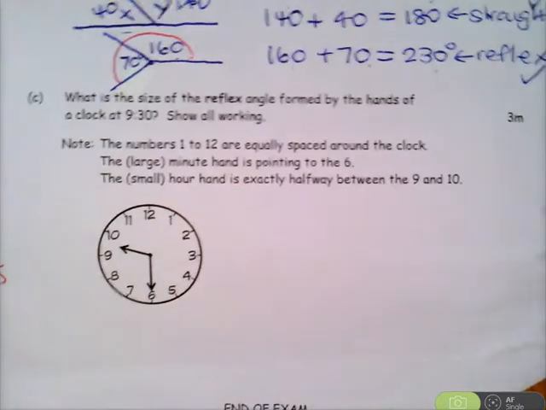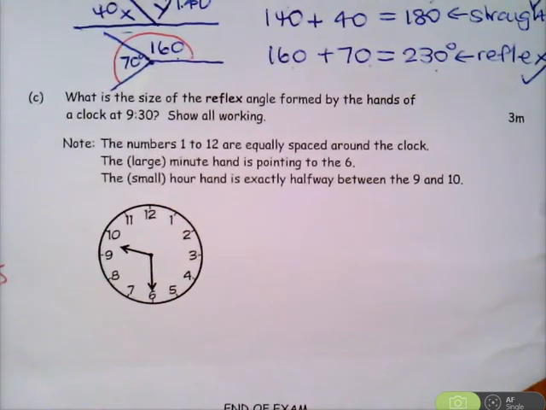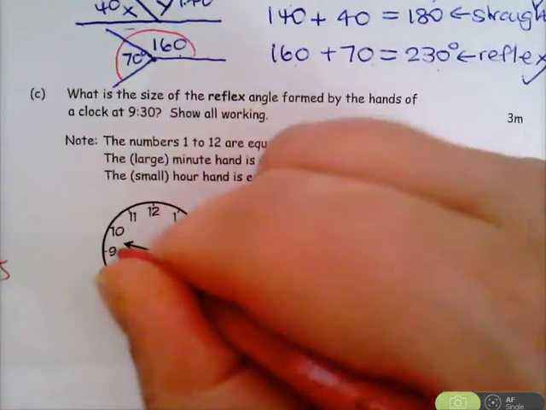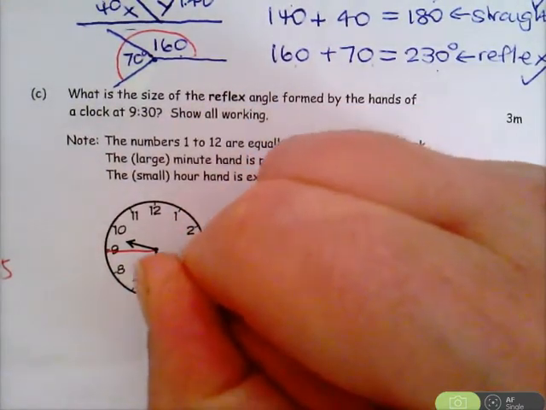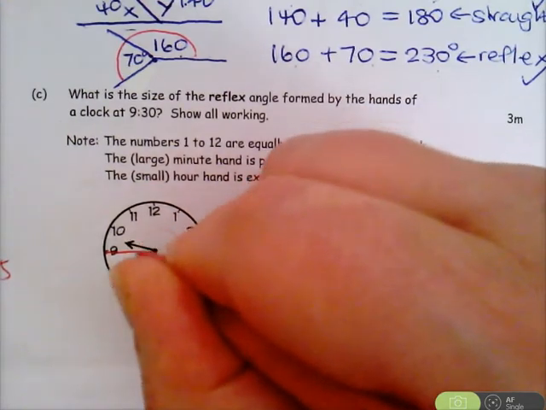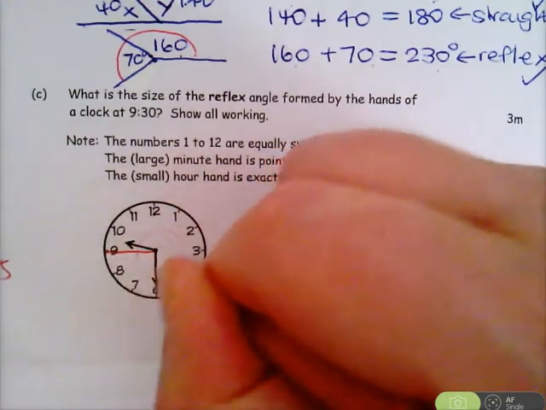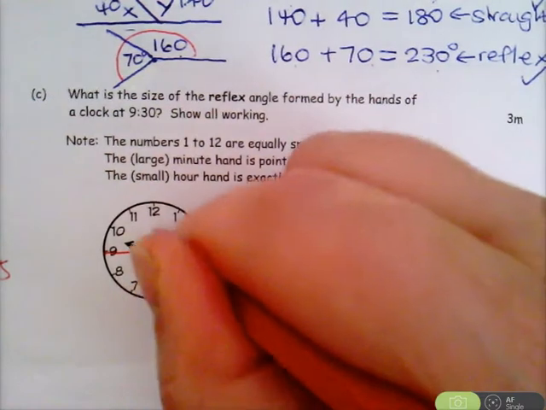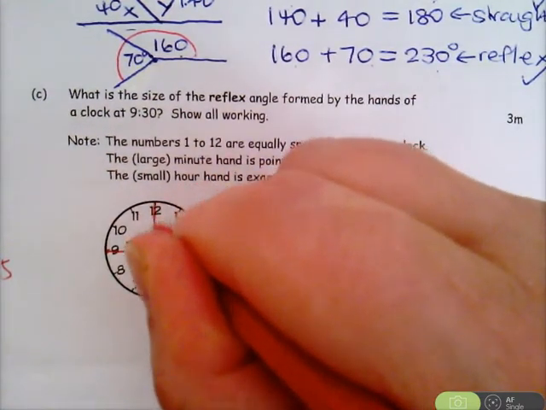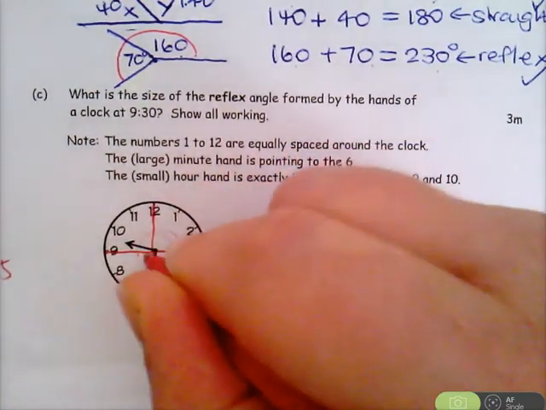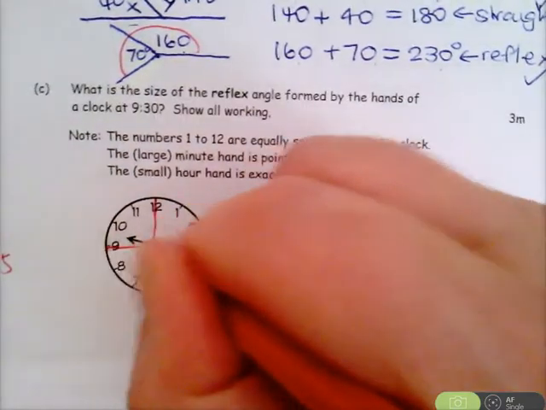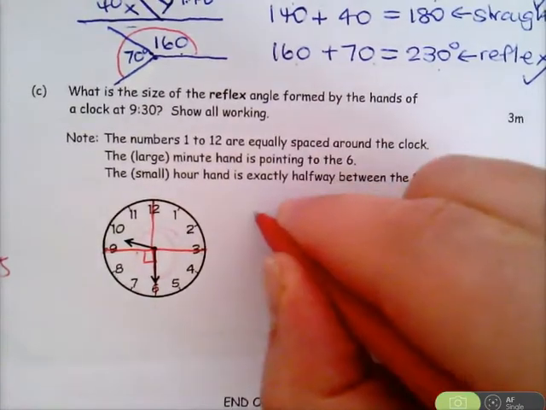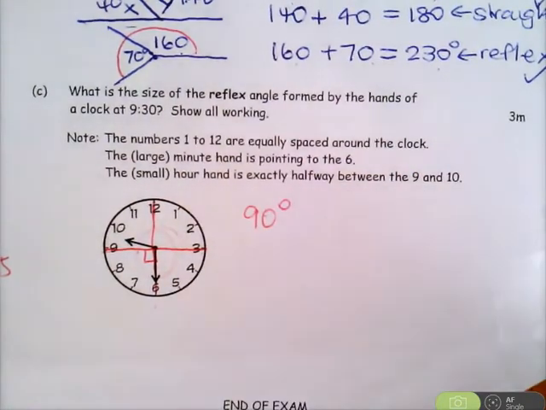Now it says, what is the size of the reflex angle formed by the hands of a clock at 9:30? Now what I'm going to do, I'm going to divide this clock up into quarters. Now we know that the whole way around is 360 degrees because it's a revolution. But if I break the clock up into quarters, then each angle here is 90 degrees. So the angle between the 9 and the 6 is 90 degrees. So I've got 90 degrees so far.